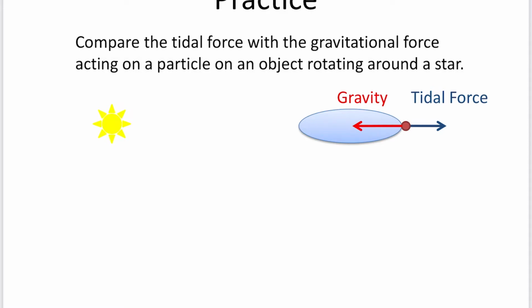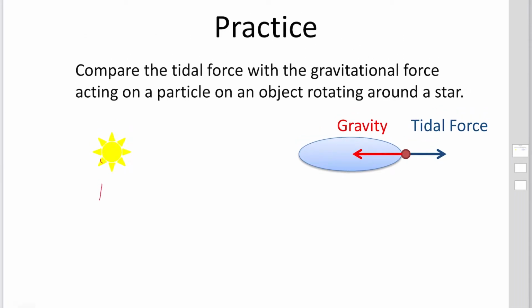In this practice, compare the tidal force with the gravitational force acting on a particle on an object rotating around a star. The mass of the star is given by capital M. The mass of the object rotating around the star is M. The size of this object, its radius, is given by delta R. And the mass of a particle on this object is m sub 0.